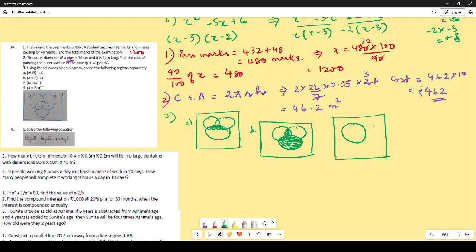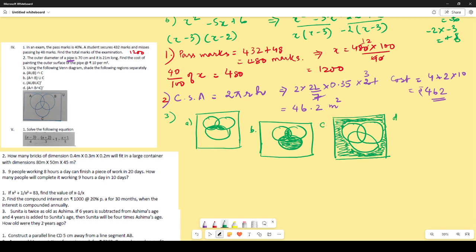This is the first one, this is the second one, and this is the third one. So A, B, C. Now we have to find out A union B union C complement. So A union B union C is this, but we have to find its complement. So everything other than A union B union C, everything that is outside this, you have to shade it. Only these three circles will remain. Everything outside gets shaded. So that is figure C for you.